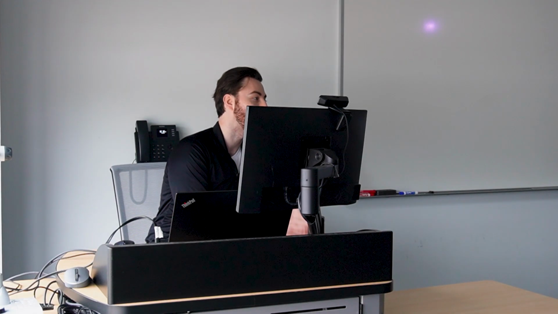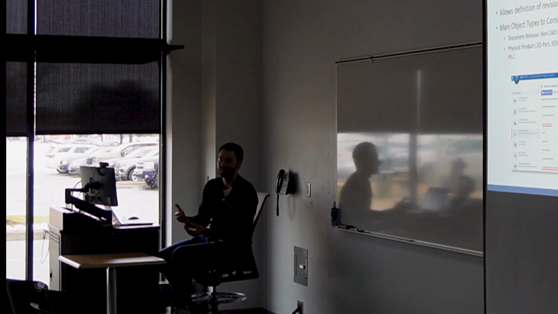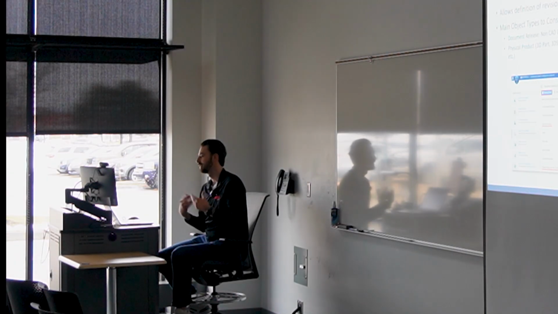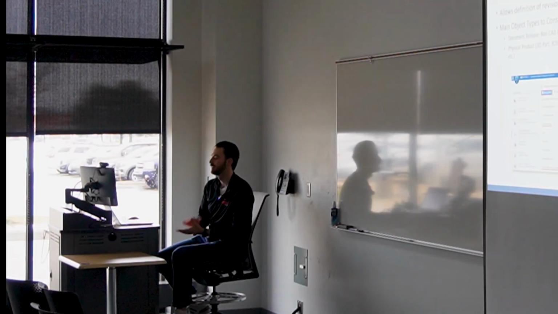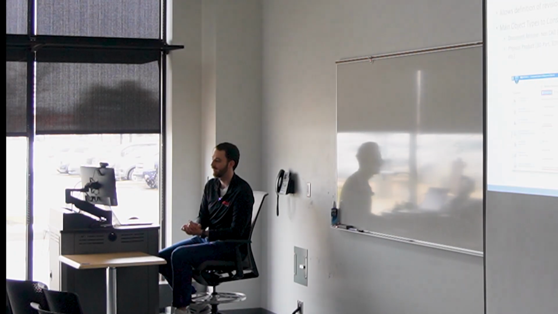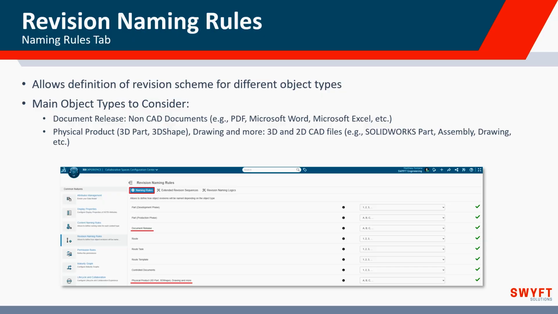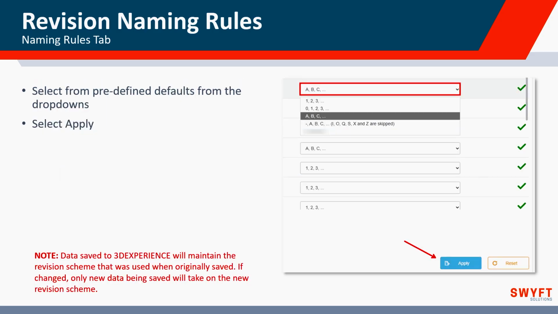Ultimately, what this page does is it allows you to choose which revision scheme you want to use for that type of data. There's two main sections that I would configure. You have your document release, which is your non-CAD documents: your PDFs, Word docs, Excel, anything that's non-CAD, which you can manage in this platform as well. And then you have your physical product, drawing, and more. That's any CAD, 2D drawing, part, or assembly, and that scheme goes across all of those. So in terms of actually configuring it, it's just selecting which of these options you want from a dropdown.